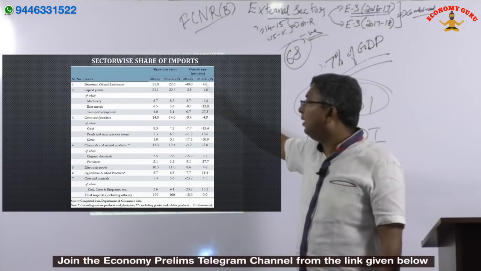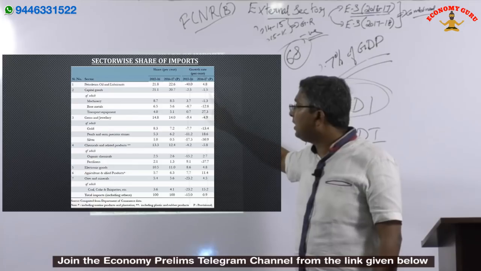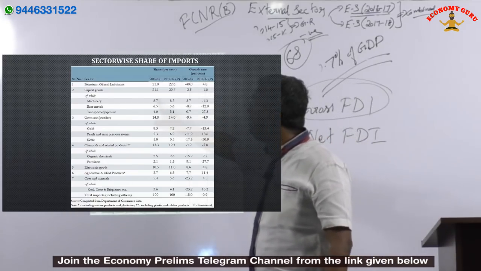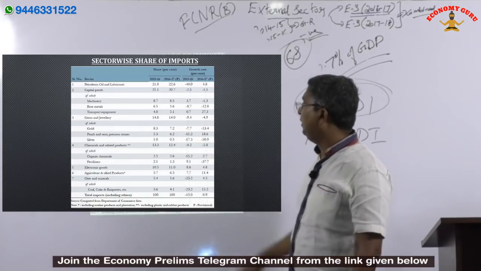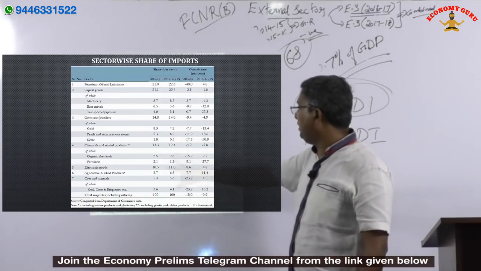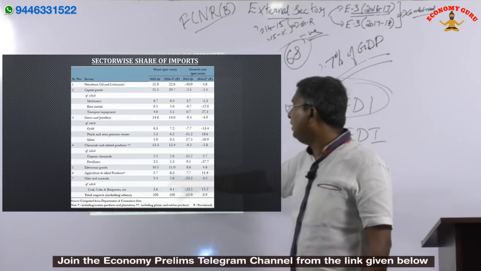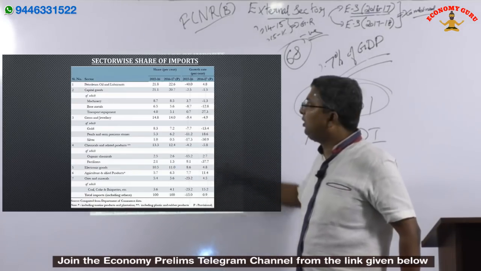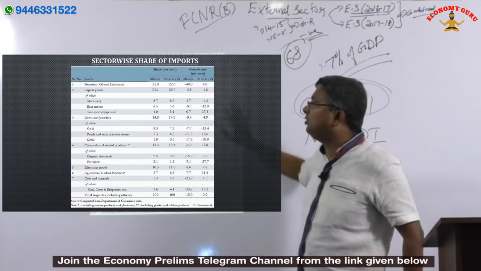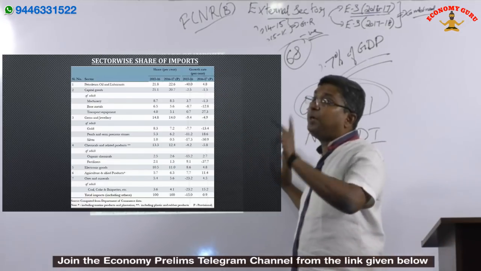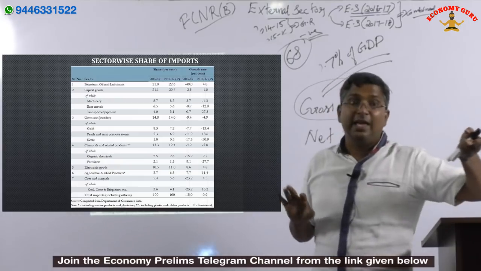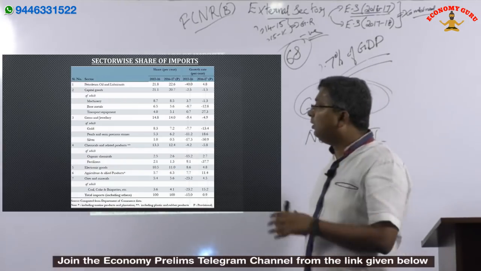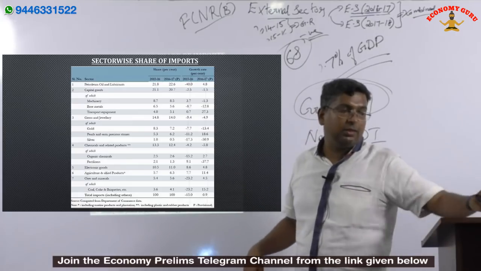Petroleum products, capital goods. Just note down what the major capital goods are: machinery, base metals, transport equipment, gems and jewelry. It's also showing chemicals and related products, electronic goods. If you want to know, just note it down. But the major ones are petroleum products, capital goods, gems and jewelry. Gems and jewelry and petroleum products are very important both for exports as well as imports. So these components are very important.